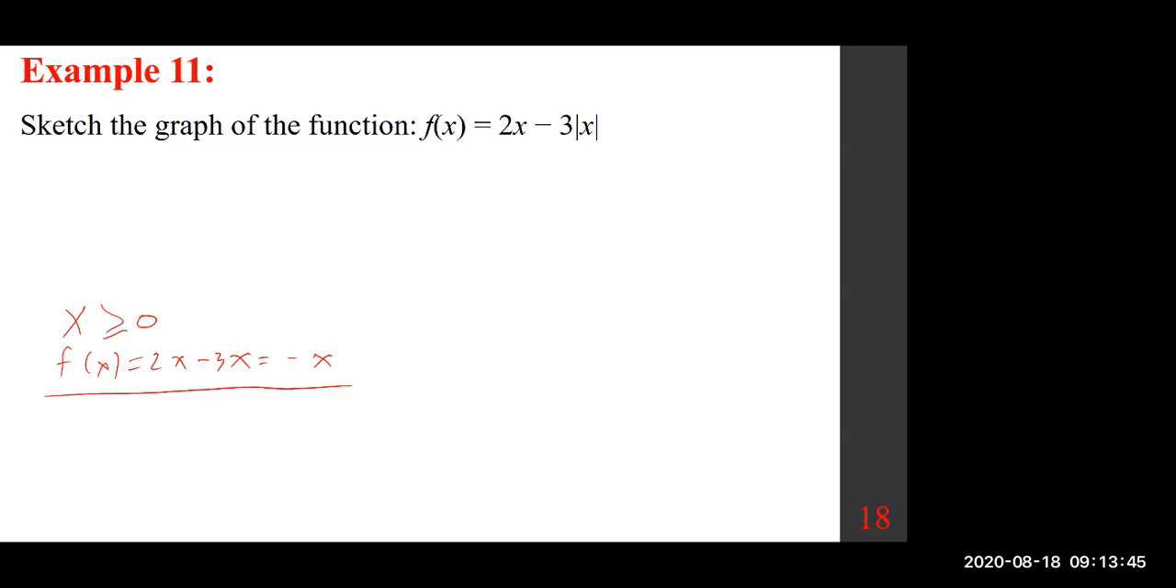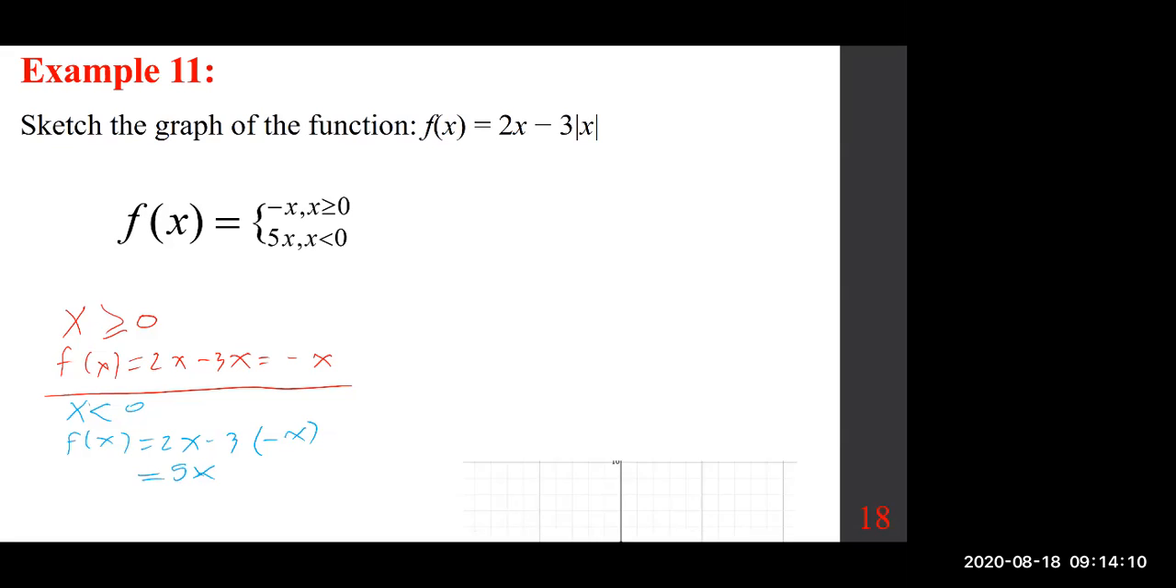The second part, when x is less than 0, then f of x becomes 2x minus 3 and the absolute value changes to negative x, so you get 5x. So you graph y equals 5x. That's important to see. So you graph the two pieces and you put them together looking like that.